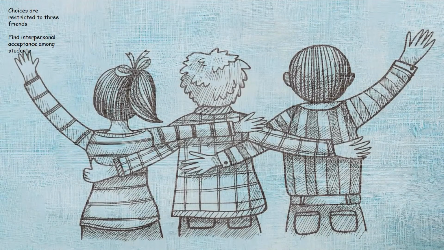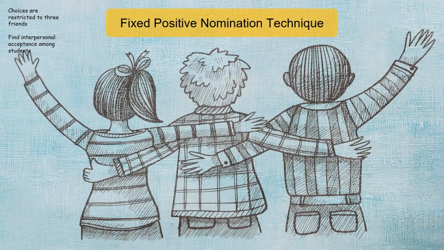When we look at these questions, we can see that these questions can be called the fixed positive nomination technique. Why is it known as the fixed positive nomination technique? It's because the choices are restricted to 3 friends. That's why the term fixed is coming. The positive is coming because they are allowed to take their own friends according to their acceptance or choices. And from this technique, we can find the interpersonal acceptance among students.